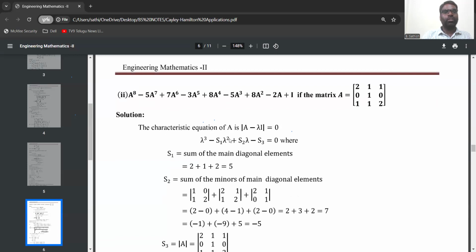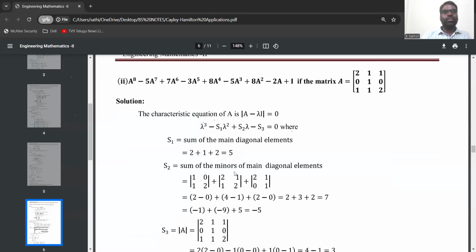So here, the characteristic equation of the given matrix is determinant of A minus lambda I equals 0, which is given by lambda cube minus s1 into lambda square plus s2 into lambda minus s3 equals 0, where s1 is the sum of main diagonal elements, that is 2 plus 1 plus 2, that is 5.